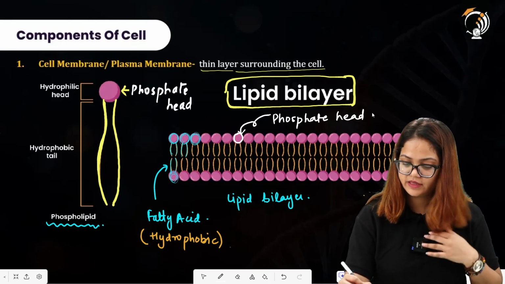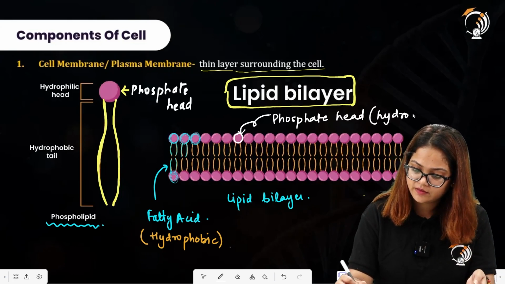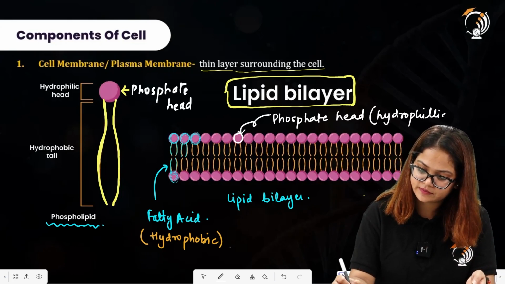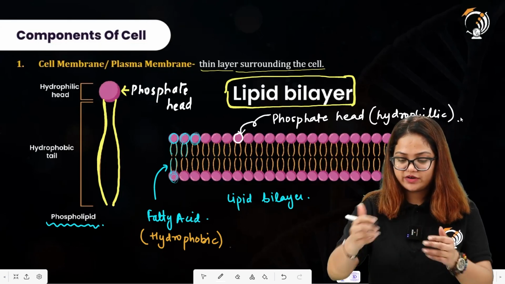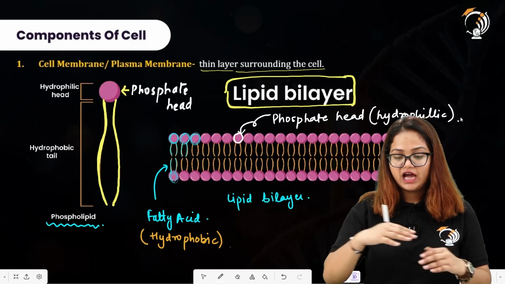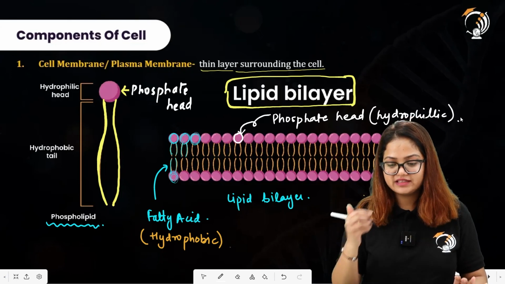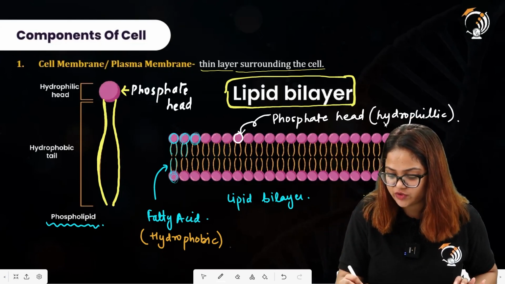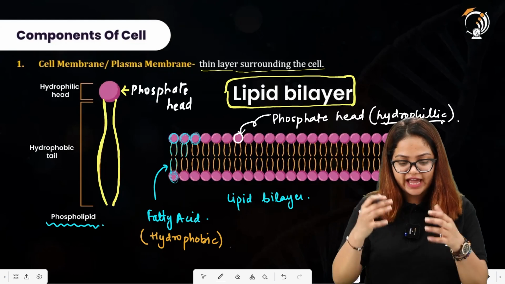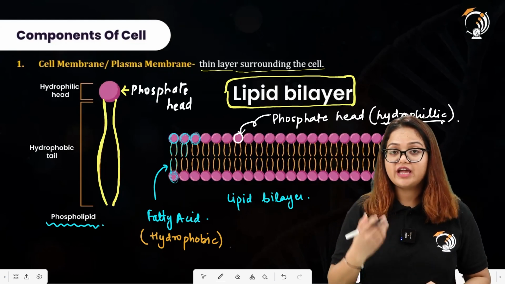And these are hydrophilic. They face the aqueous environment. All right. So these phosphate heads are surrounded with aqueous environment, and that is the reason why we have kept the hydrophilic part on the outer side, and toward the inner side we have kept the hydrophobic part.